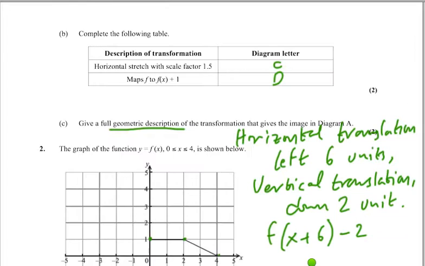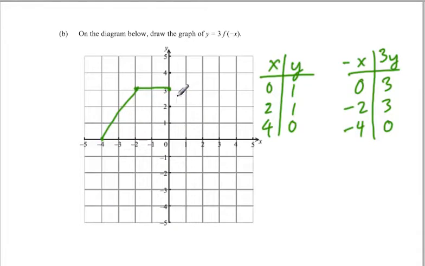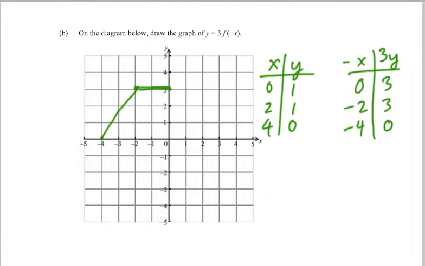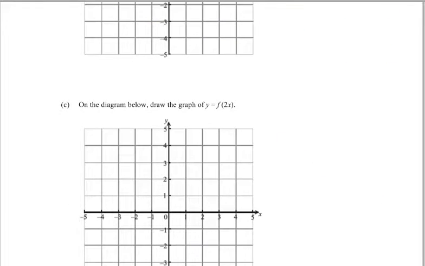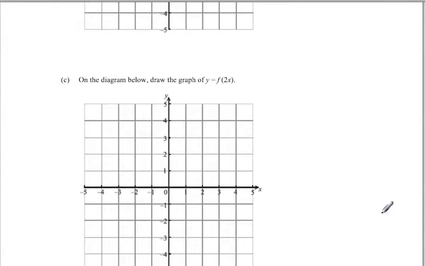And if we look at the original, it kind of makes sense. First, it was reflected across the y-axis, and then it was stretched up by 3. And that's what we notice right here. Maybe I should just make this a little bit closer. So there we go. So that's 3 of f of negative x. Let's do this one. Here we go. So this is f of 2x.